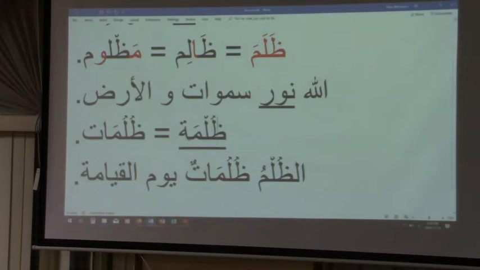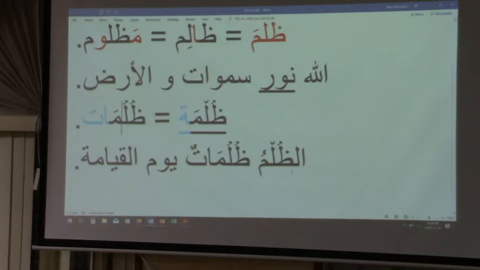So ظلمة has a ta marbuta. The plural of ta marbuta will be alif and ta. The plural of سيارة is سيارات. The plural of معلمة is معلمات. مؤمنة, مؤمنات. Good. Now we have here الظلم ظلمات يوم القيامة. The oppression will be darkness on the day of judgment. Khalas?